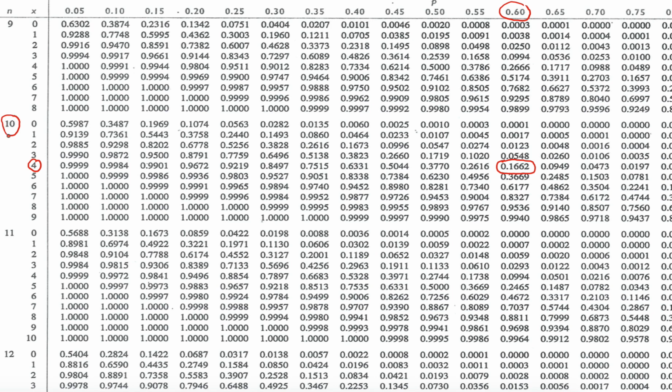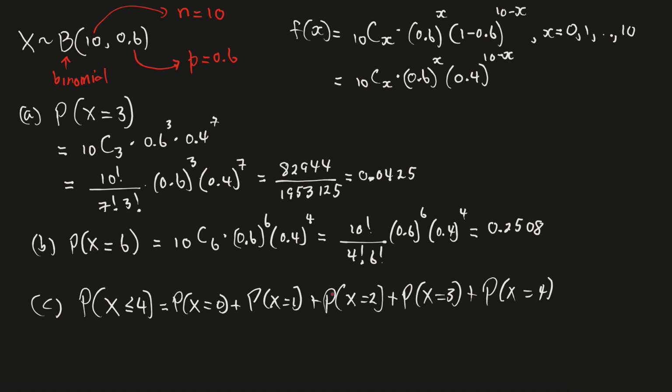We have out of 10 Bernoulli trials, each with a probability of success of 0.6, the probability that the number of successes that we observe is less than or equal to 4 is equal to 0.1662, right? So let's jump back to our other page now and write that in.